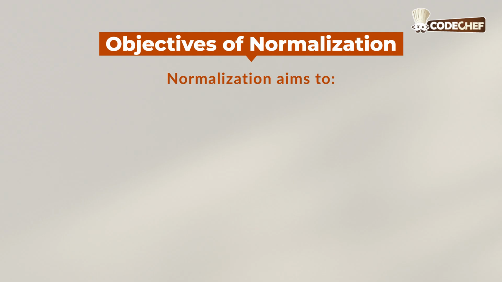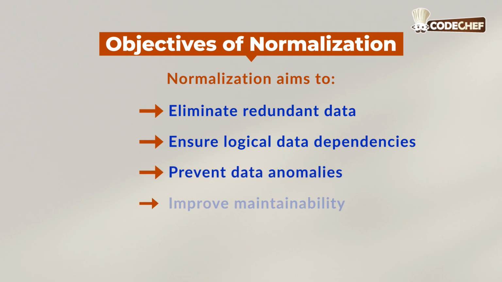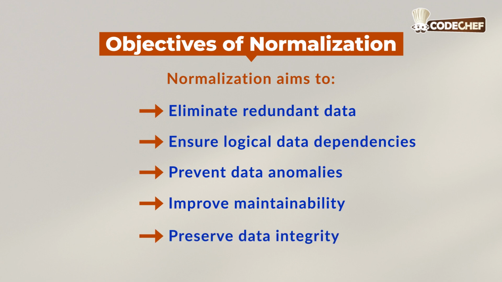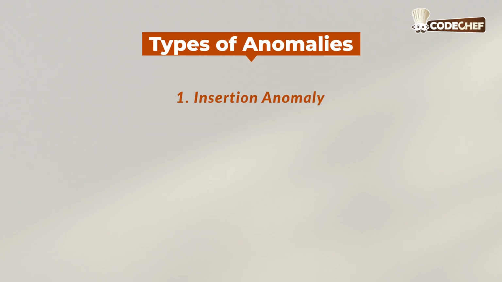Objectives of normalization. Normalization aims to eliminate redundant data, ensure logical data dependencies, prevent data anomalies (we will discuss what data anomalies are), then improve maintainability and preserve data integrity. Now, types of anomalies.